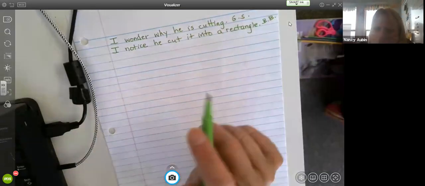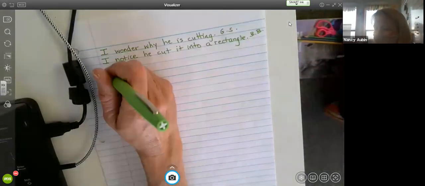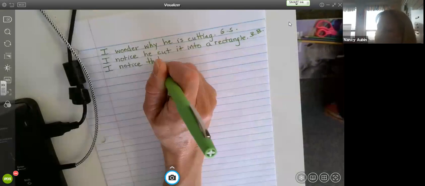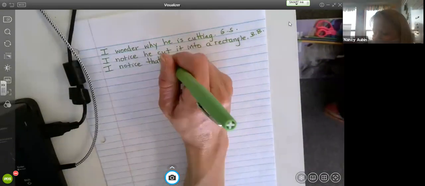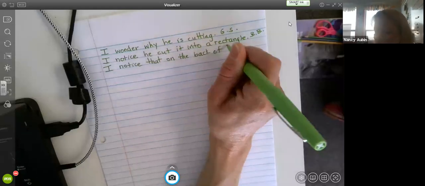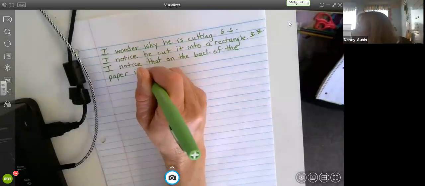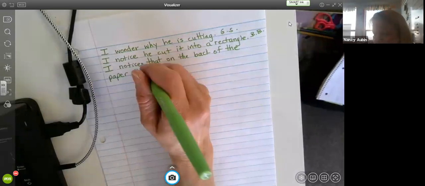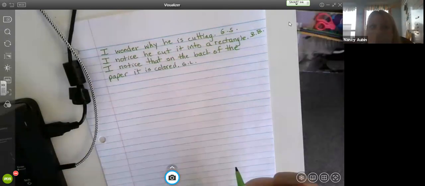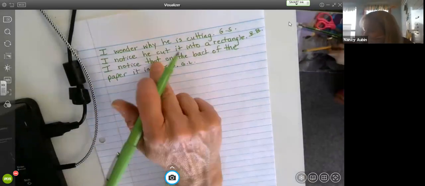Yes, Gabe, what do you wonder or notice? Ooh, I noticed that too. This is what Gabe Levine is thinking. I noticed that on the back of the paper, it is colored. Did you say colored? Yeah, okay. All right. Lucas. Excellent. So we have those. So I'm going to keep those. Good. Marin.